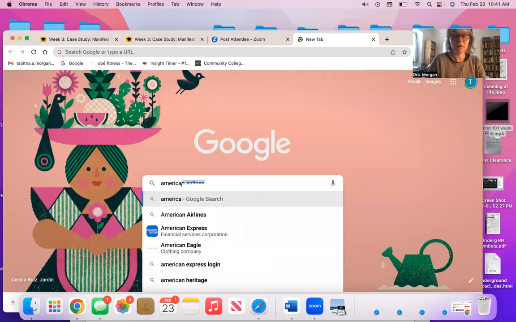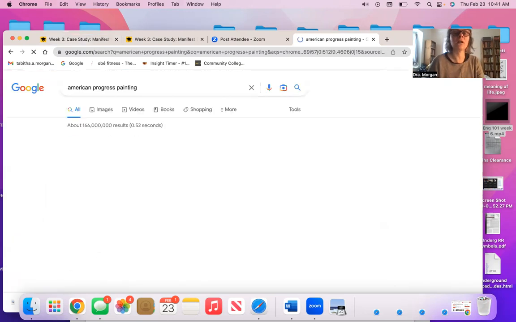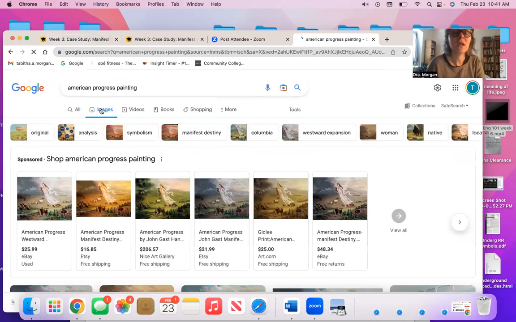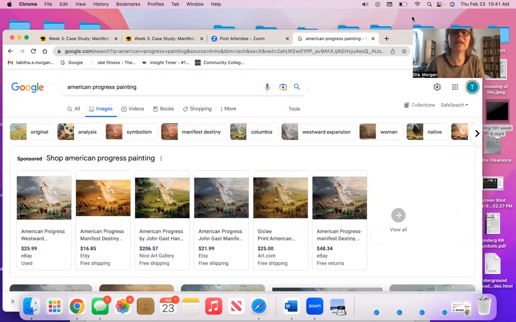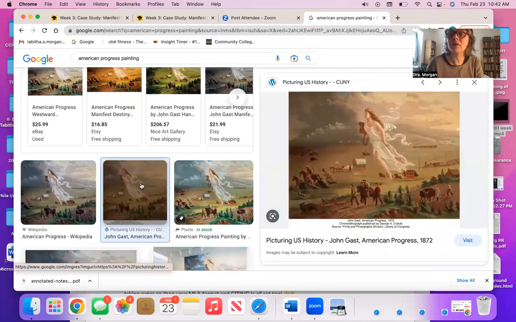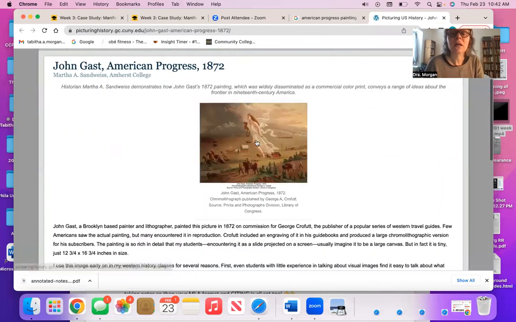American Progress painting is what it's called. Done by John Gast. Now, this painting wasn't done until 1872. However, it was put out much earlier. How do I make this big?